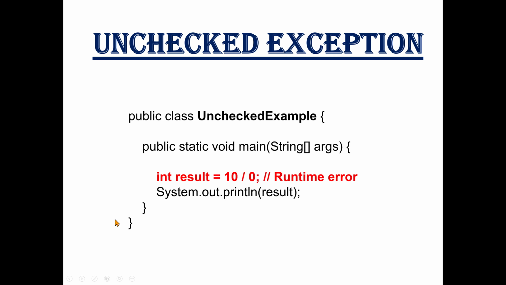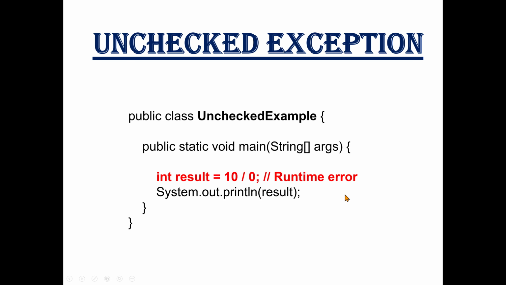Now let us see the unchecked exceptions. This is an example of an unchecked exception wherein it is throwing a runtime error. Unchecked exceptions are runtime exceptions which will occur at runtime. For that reason, here it will throw the NullPointerException, which is a runtime exception.